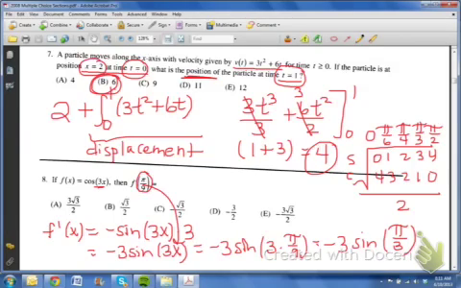So if I want to know the sine of pi over 3, the sine of pi over 3 would be square root of 3 over 2. So I'm doing negative 3 times square root of 3 over 2. That would be E.